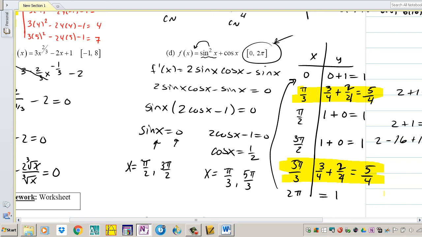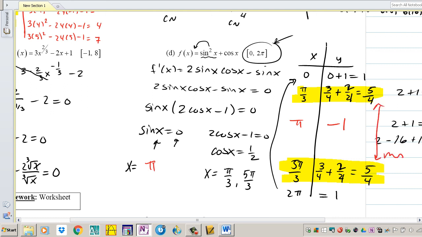And okay, so I made a big mistake. I need to fix this. I just realized that the sine of pi over 2 and the sine of 3 pi over 2 is not 0. It's pi, which means that these guys don't count. Quick fix, don't get mad at me. If I plug in pi, sine of pi is 0 squared, and then cosine of pi is -1. So that means that the yellow, these guys are my max, and this is my min.